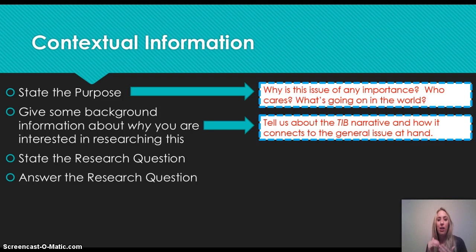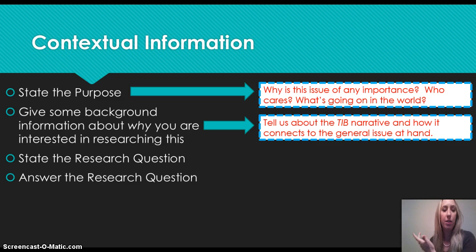So this is going to be your opportunity to tell us about how the "this I believe" narrative and the general issue actually connect. Now, I know that some of you picked your narrative after you did your research question and came up with your topic. That's okay, but you still need to find the connection between the two. The connection doesn't necessarily need to be how you read the narrative and it made you think of X, Y, and Z. The connection just needs to be, yes, here is where these overlap, and here's why it's important.